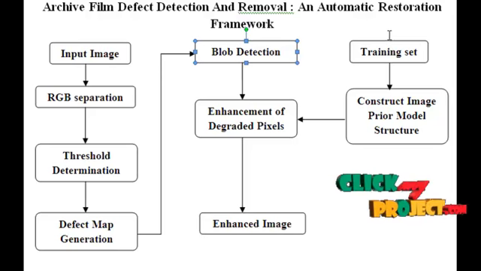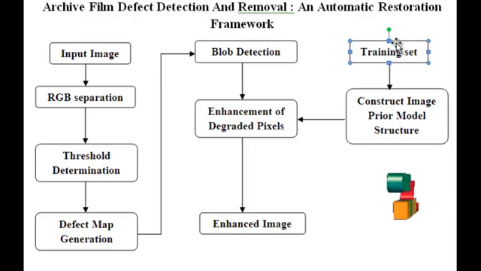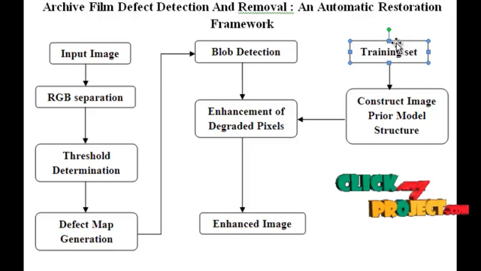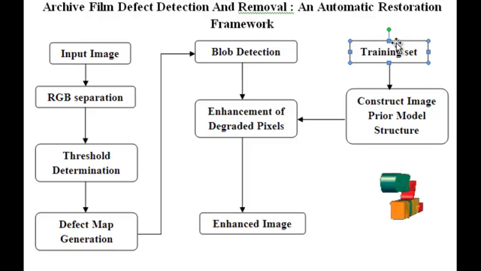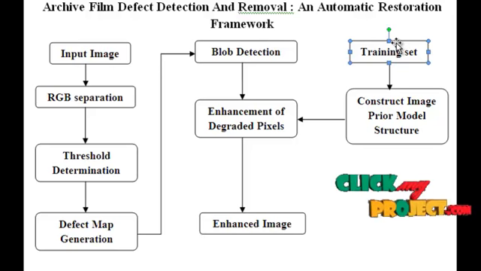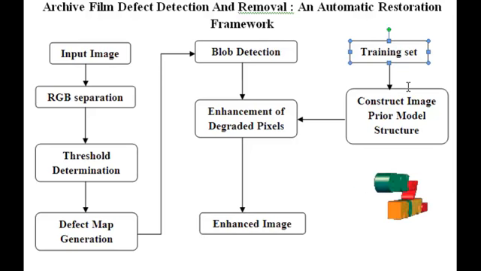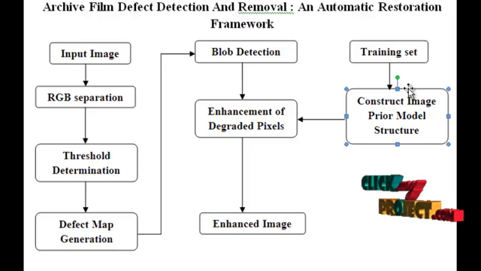Now come to the training set block. It is nothing but a collection of various natural images of different categories. From this training dataset only, we are able to construct the image prior model structure. Now pass on to the next block. The image prior structure is constructed over extended image neighborhoods.